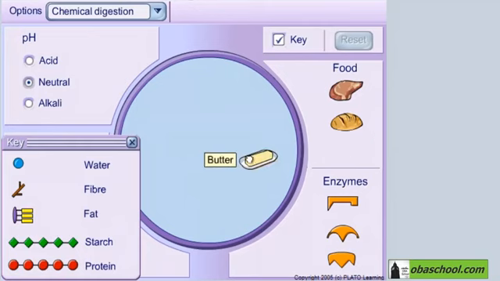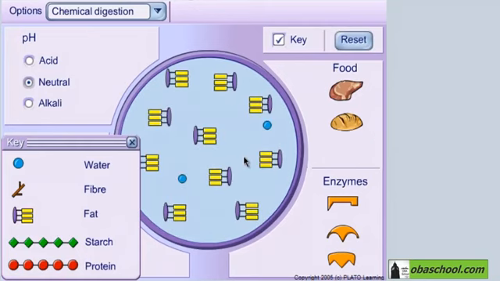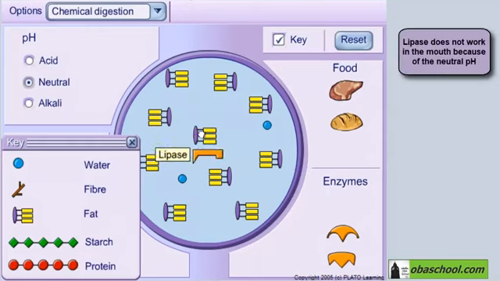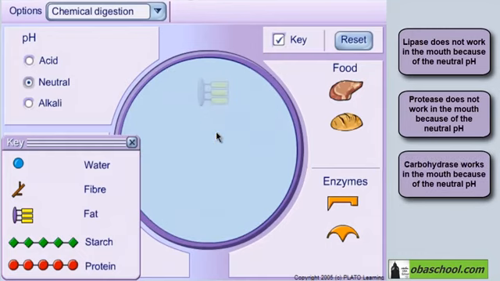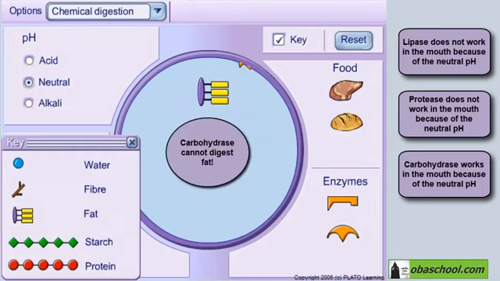Now let's try butter. Butter contains only fat and water. Let's add lipase to digest the fat. Remember again, we don't have lipase action under neutral pH. Protease also isn't added to neutral pH. Carbohydrase works in neutral pH. However, there is no substrate for it in butter. There is no starch here to be worked on.